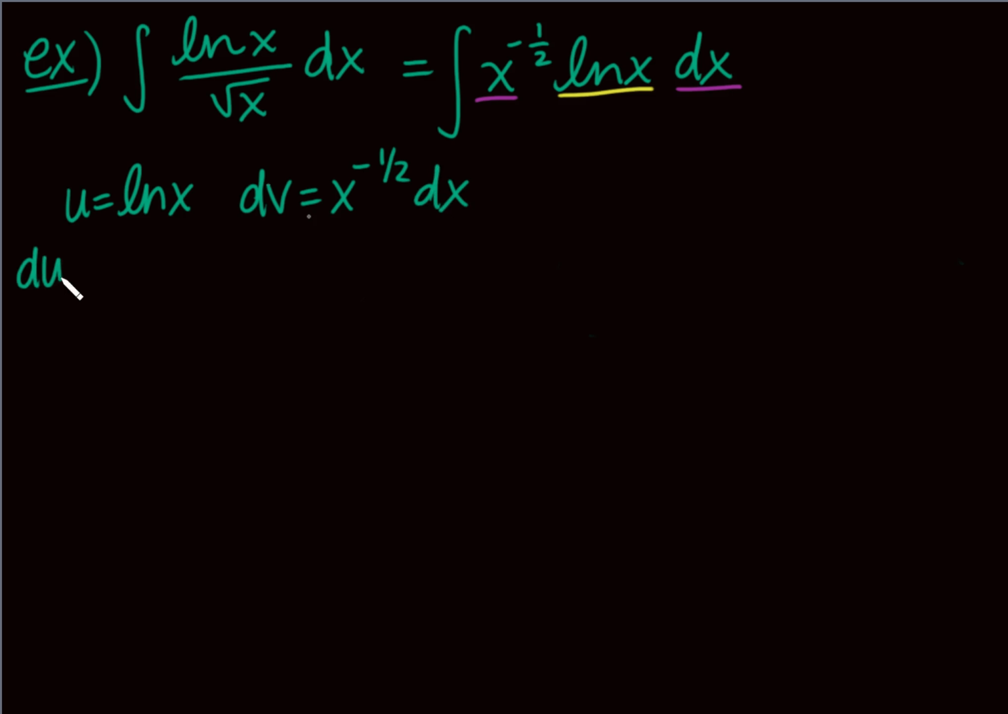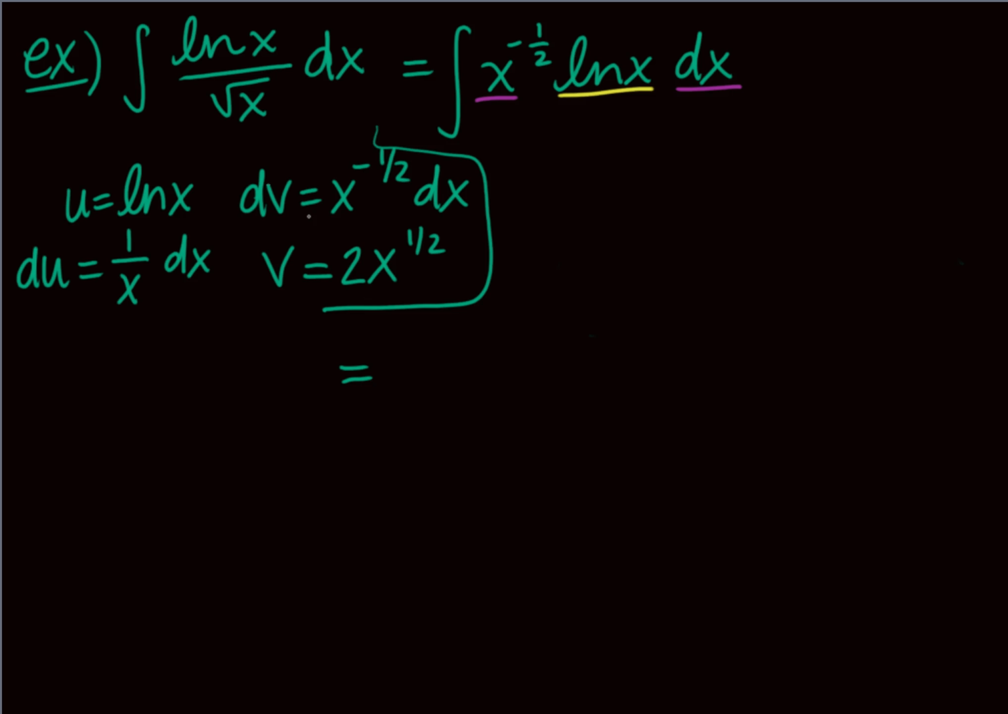So what do I need again? I need du. That's 1 over x dx. I could argue that that's more simple, right? Because I don't have a natural log involved anymore. And then what is v? Take the antiderivative. I'm going to add 1. That would be x to the 1/2. Divide by 1/2, and that gives me 2. The hard part about these is you're doing antiderivatives and derivatives in the same problem, kind of like substitution as well. All right, people, it's looking good.